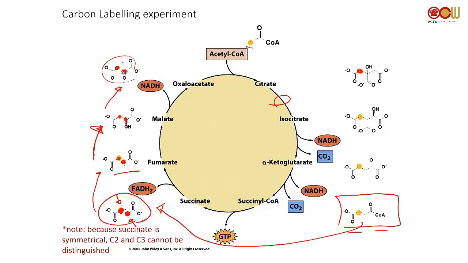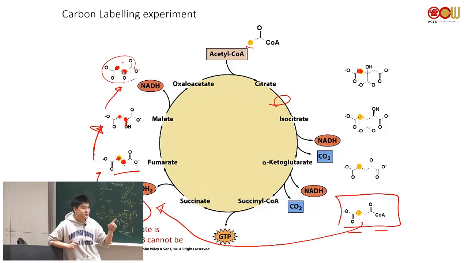So why do I need to tell you this? The reason is because sometimes we want to know where a particular carbon ends up. This is a very useful method for elucidating the metabolic pathway. For example, you feed acetate and then where does that acetate go? So this is very useful for metabolomics.